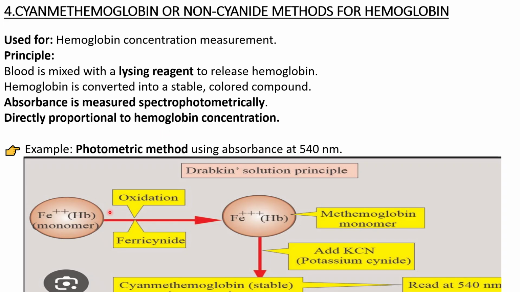The ferrous hemoglobin, the Fe2+ hemoglobin monomer, undergoes oxidation by the ferricyanide and forms Fe3+ hemoglobin, that is the ferric form, the methemoglobin monomer. And then the potassium cyanide will act on this ferric hemoglobin, which will convert it into cyanmethemoglobin, which is a stable colored product. And the absorbance of cyanmethemoglobin is read at 540 nanometers.